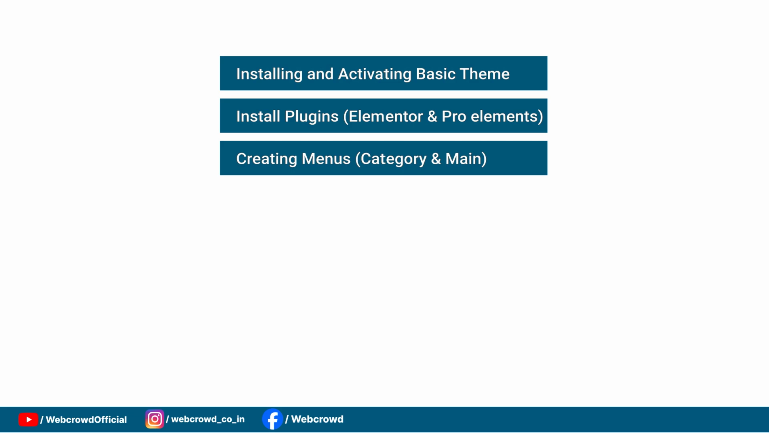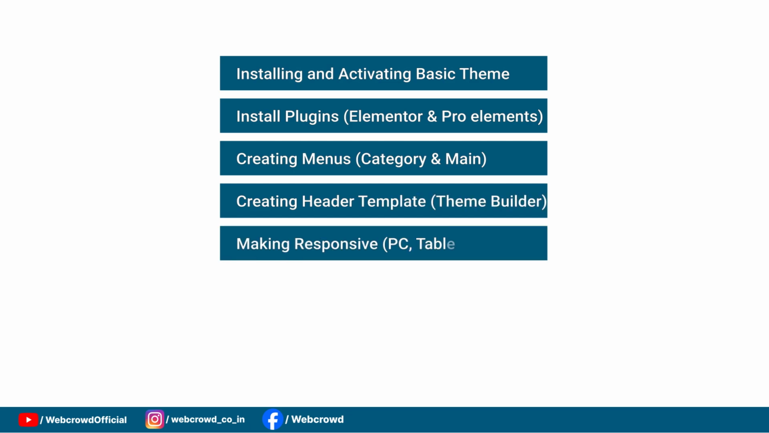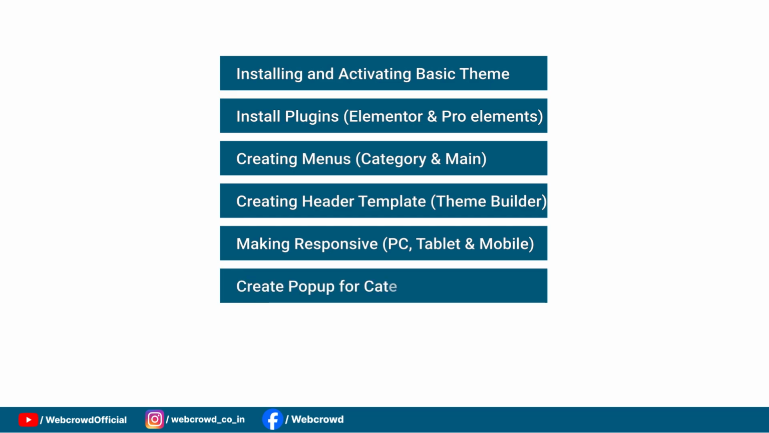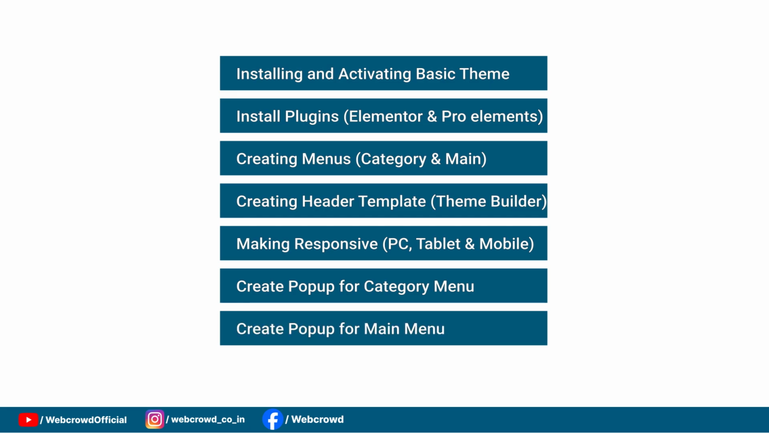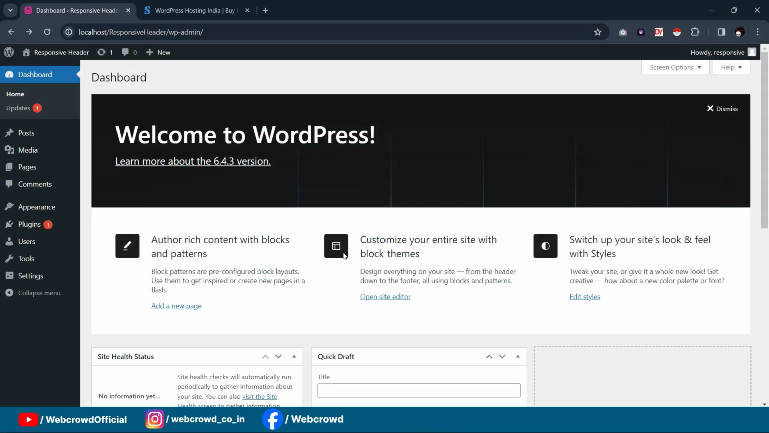Then we will create a header template in the theme builder and we will make it compatible for desktop, tablet and mobile. Then after that we will create the pop-up for the category menu, which will act as a sliding menu for the header, and we will create another pop-up for our main menu. Okay, and finally we will connect these two pop-ups to our header elements. So let's jump into our WordPress dashboard. So here is our WordPress dashboard.